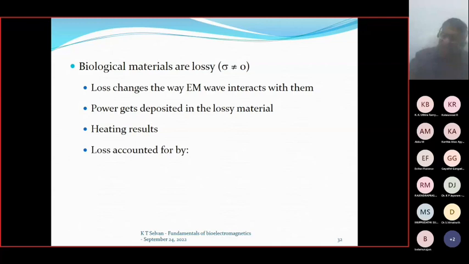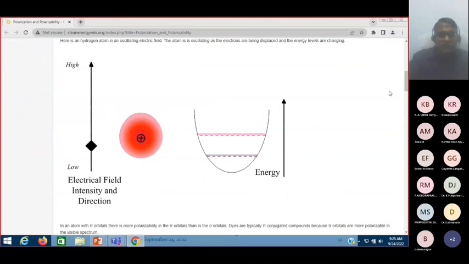And now, how do we account for loss in dielectrics? We have discussed conduction. Any practical dielectric has a finite conduction, which also accounts for loss because of the reasons we have discussed. Another interesting aspect is called relaxation or damping, which we will understand by looking at this animation. I think this is good.